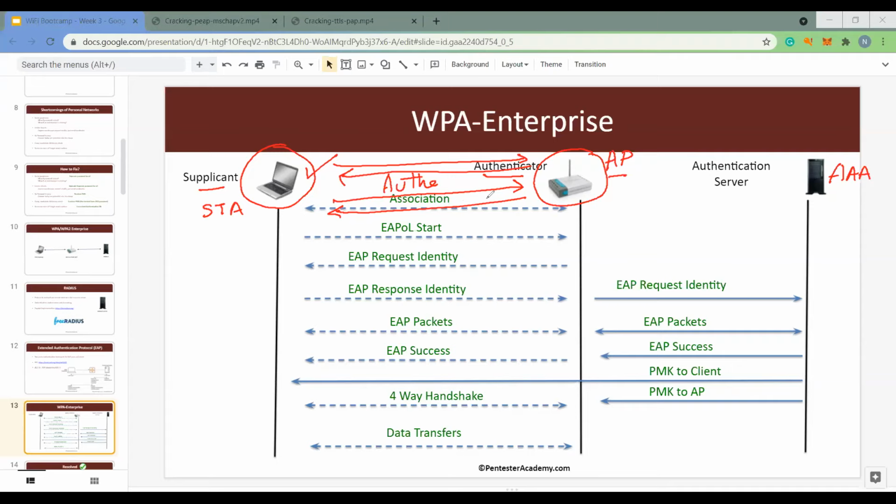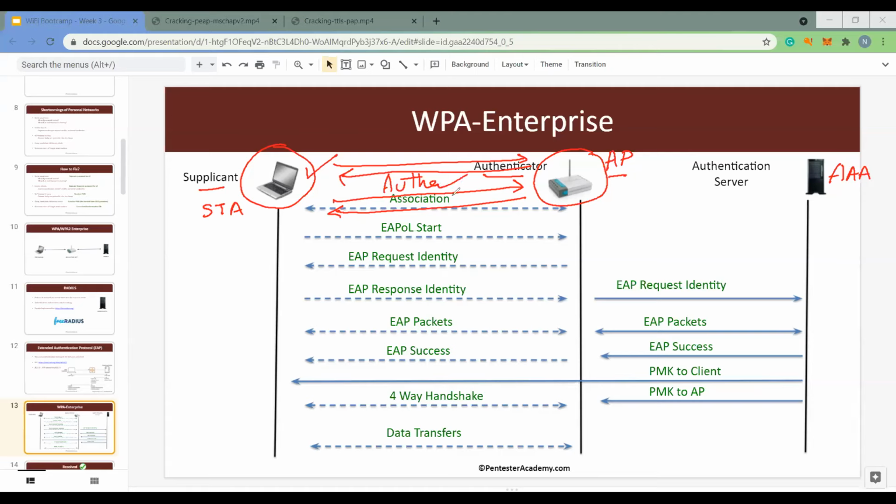In case of open networks, the data exchange is not encrypted. In case of WEP, it is encrypted, right? And in case of WPA-PSK, after the four-way handshake, you start the data exchange with encrypted frames. But now in this case, what will happen?